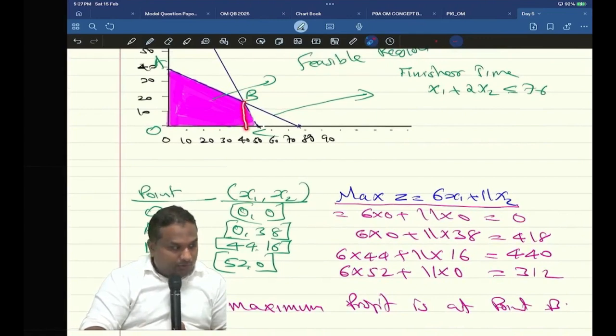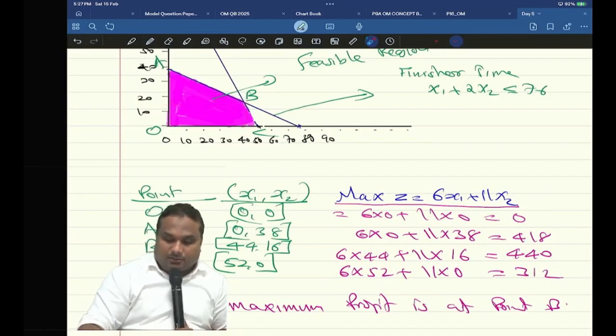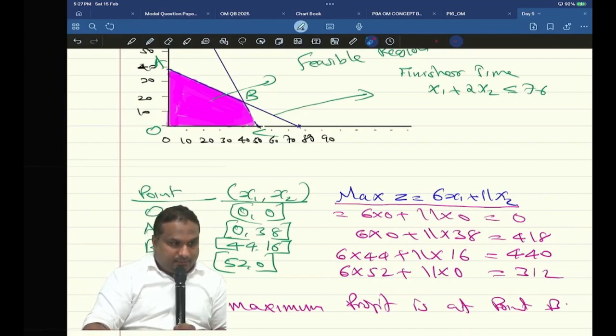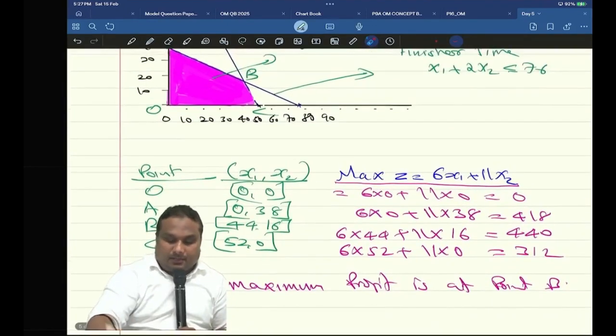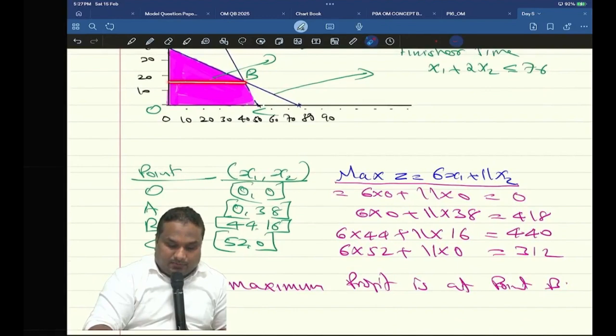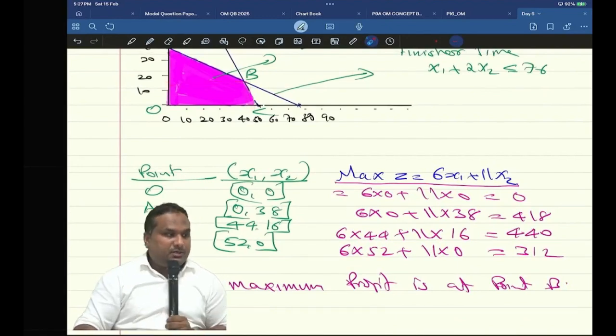Either you can put your scale here, or you can solve mathematically. I would like to tell you how to get 44 and 16. I will be solving that. First let me tell you how to get this point as 16, how to get this point as 44.